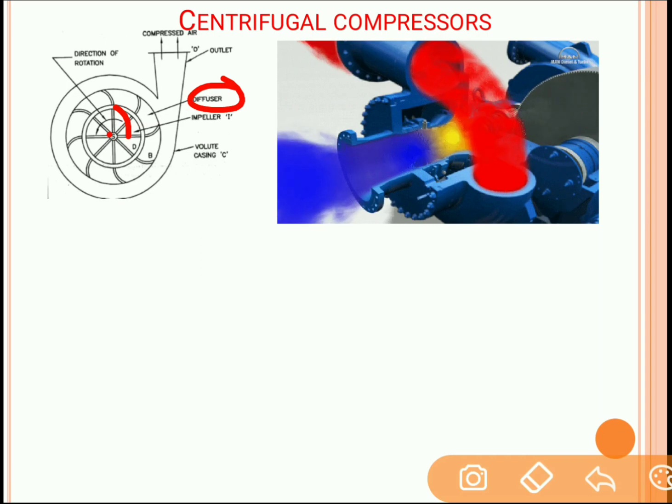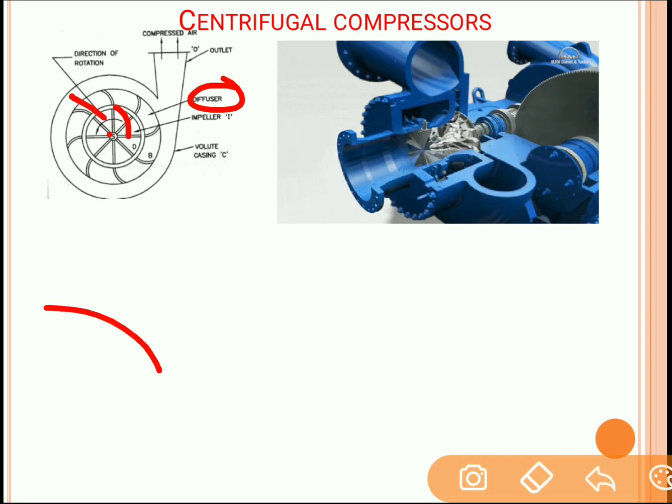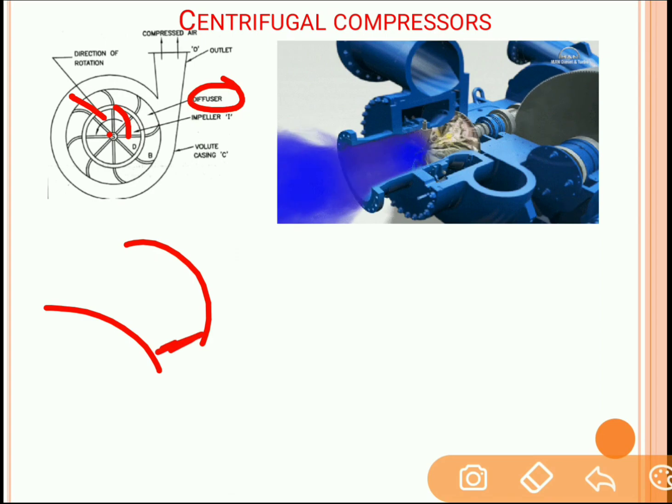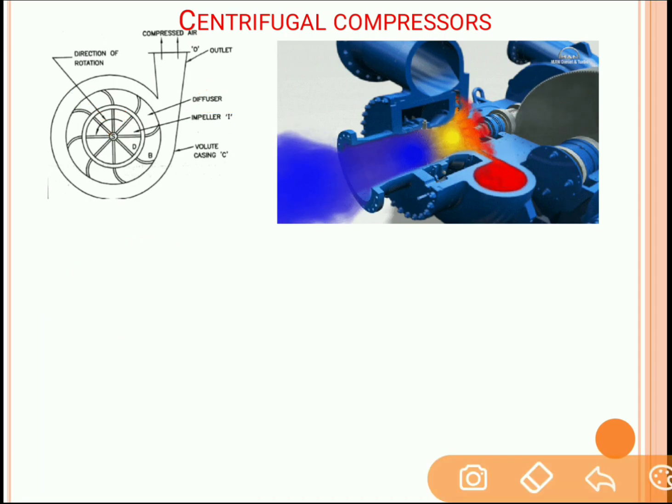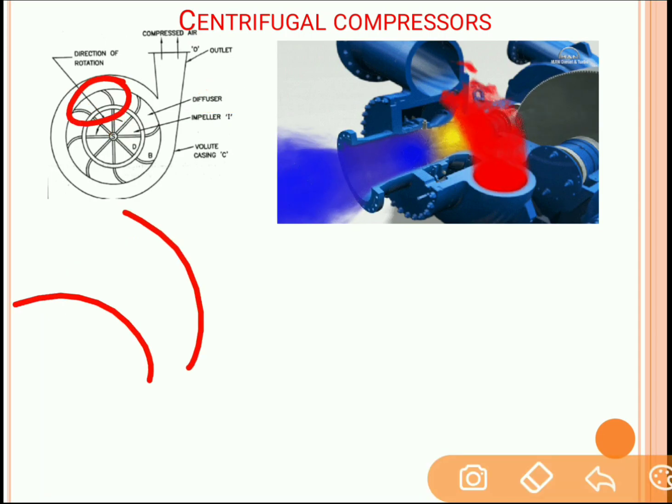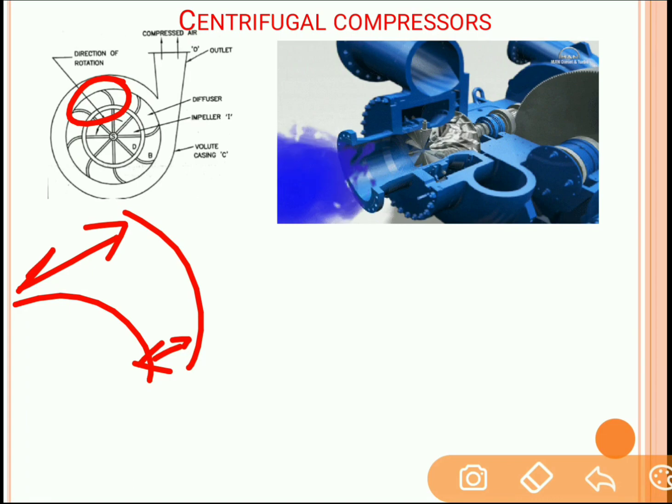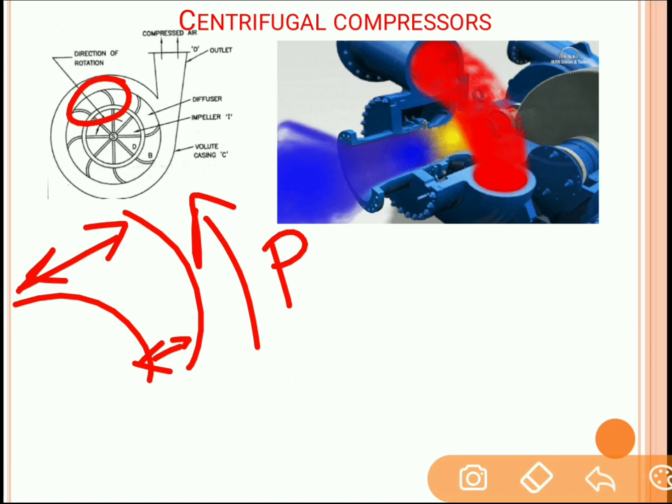In the diffuser, the area is gradually increasing. As I have told, the area at the entrance of the diffuser is less as compared to the area at the exit of the diffuser. So these are the two diffuser blades over here. So the area gradually increases. So the area over here is less as compared to the area at the exit. So as area increases, velocity reduces and pressure increases. So pressure increases as we move in the upward direction.